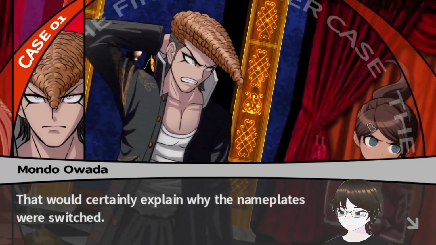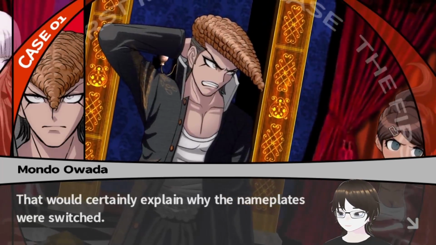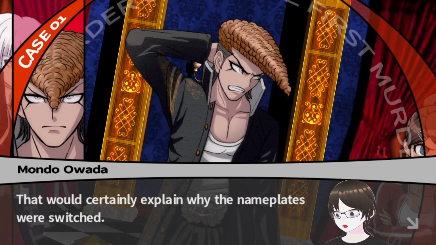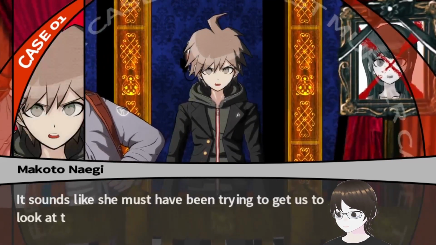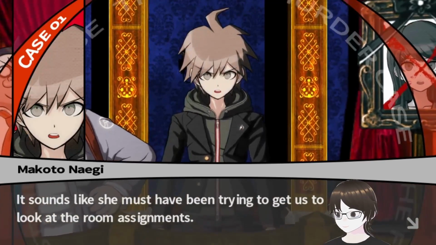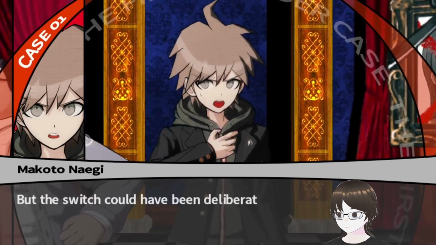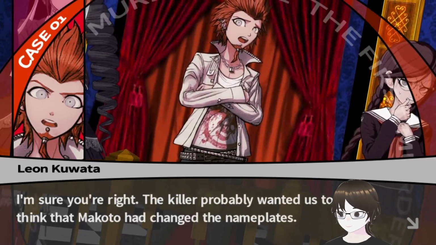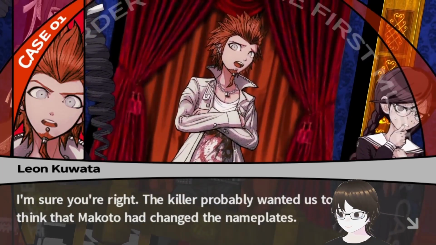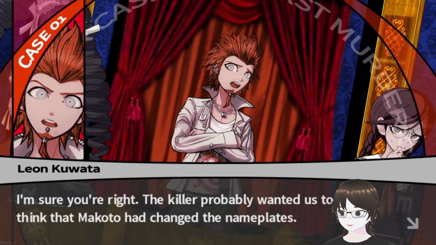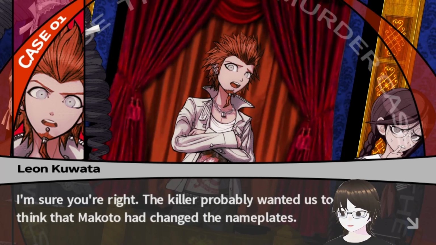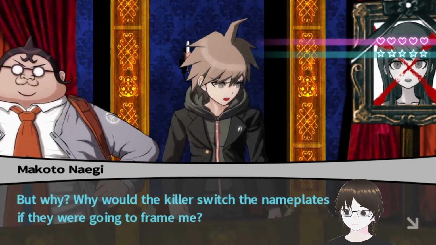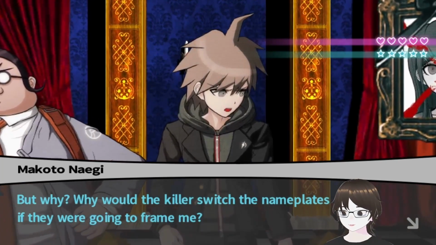That would certainly explain why the nameplates were switched. Did she realize that the killer was going to switch the nameplates? Wow. It sounds like she must have been trying to get us to look at the room assignments. But the switch could have been deliberate. I'm sure you're right. The killer probably wanted us to think that Makoto had changed the nameplates. Exactly, I think that's exactly it. It matches everything else the killer has done as well. But why? Why would the killer switch the nameplates if they're going to frame me?